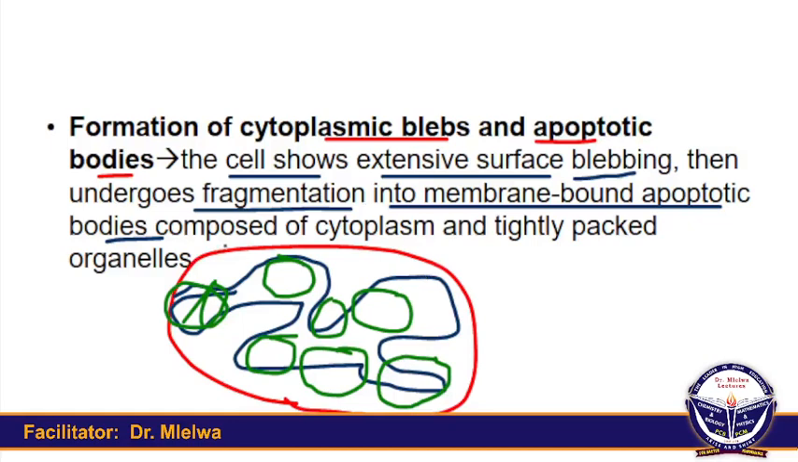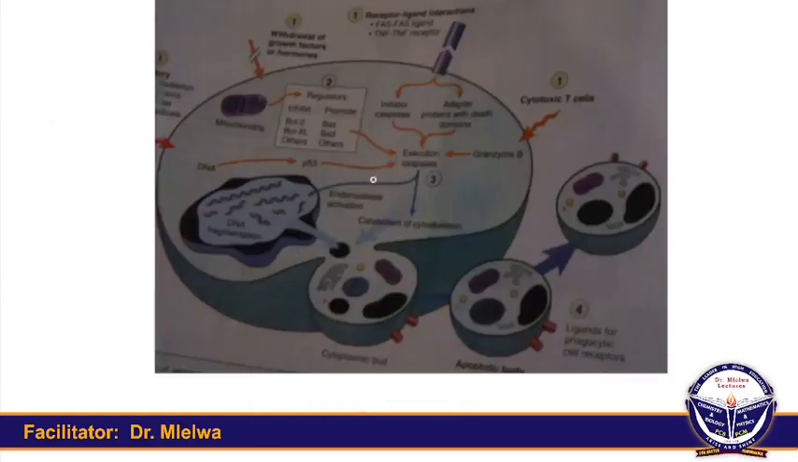Unaona? Composed of cytoplasm and tightly packed organelles. Kwa hizi apoptotic body inakuwa ni seli ambayo imejigawagawa vipande vipande. So you can observe this. I think this is Robbins' book of pathology. Unaweza kwenda kuiona hii picha kwenye Robbins vizuri. Unaweza kuona step 1 pale kitu kinaingia.